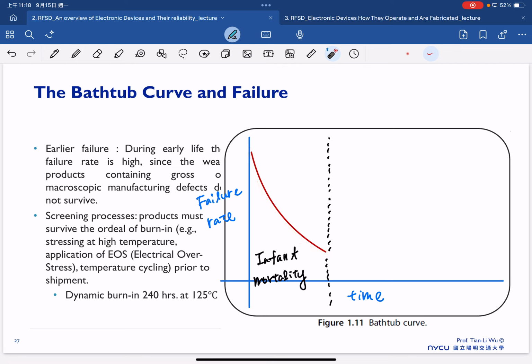So this is exactly the same as a semiconductor product. When you first produce a chip, in the beginning you have a very high failure rate. But after a certain moment, we will start to see the failure rate decrease here. But after reaching this timing, we will reach another phase that we call the useful life. So this is the second phase.